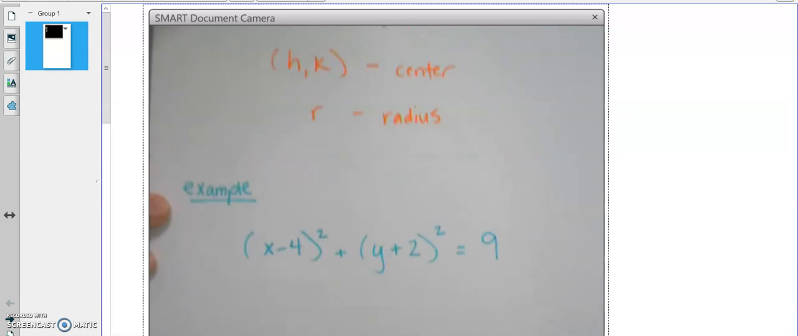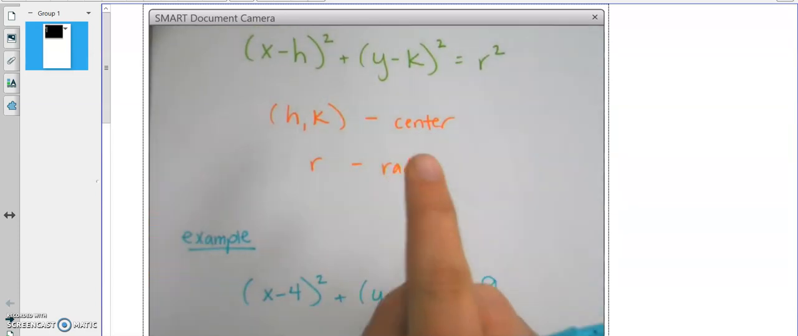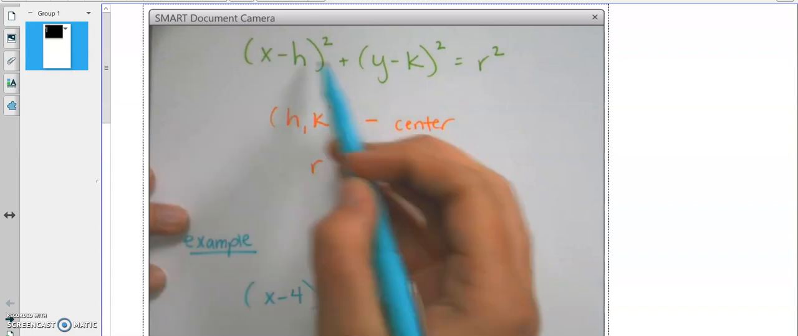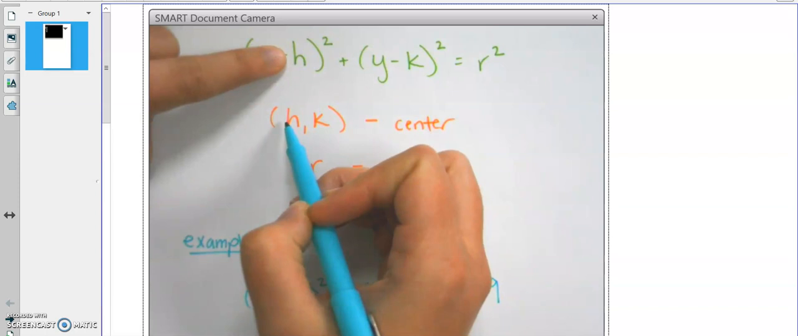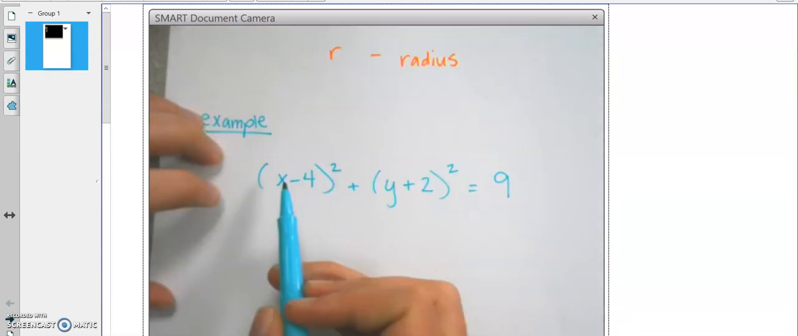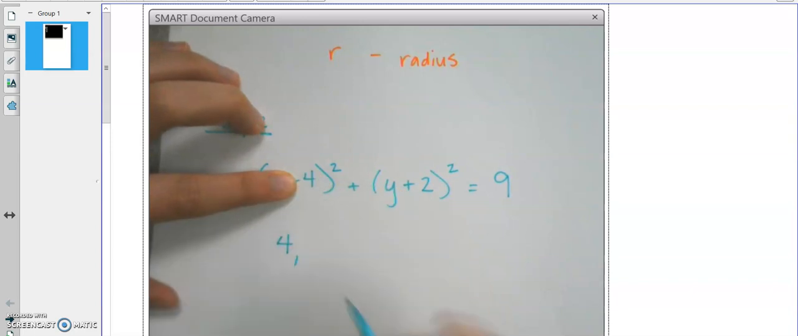So from above, it says my h, k is my center. Now pay attention to your signs here because these have minuses. So when I pull that h out, the minus does not come with it. Same thing here, x minus, the minus does not come with it. The h is 4.